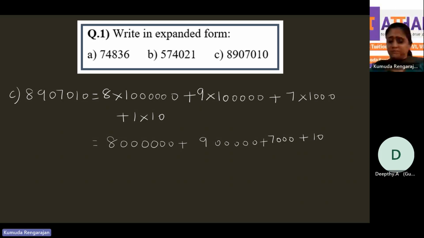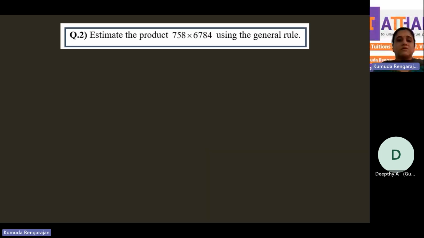Yeah, Deepthi? Well, I have written as 8 6 zeros plus 9 5 zeros plus 0 plus 7 3 zeros plus 0 plus 10 plus 0. Very good. That's also fine. You're right, Deepthi. Very good. Done, Tanya? All right. Yes, Shivin. This is the next one.